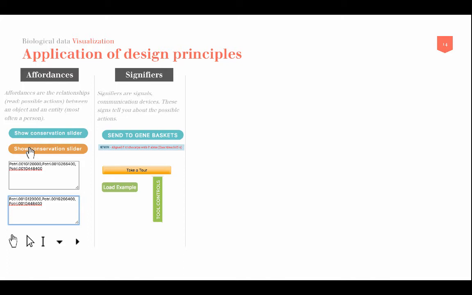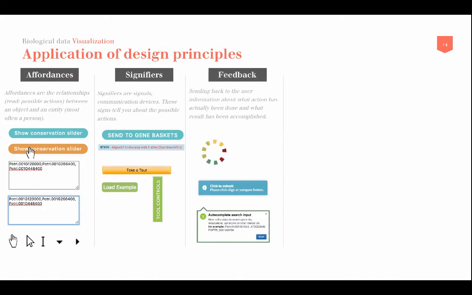These signals tell you all about possible actions. For example, we give clear, meaningful names to the buttons, and clear error messages and validation messages. The next one is feedback. When a user performs an action, he or she might need to know what's going on behind the tool. So we use real-time progress bars, validation messages, and so on.